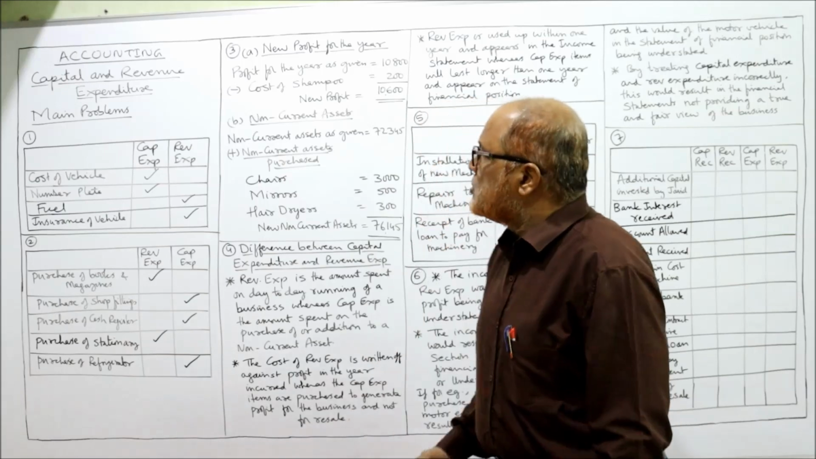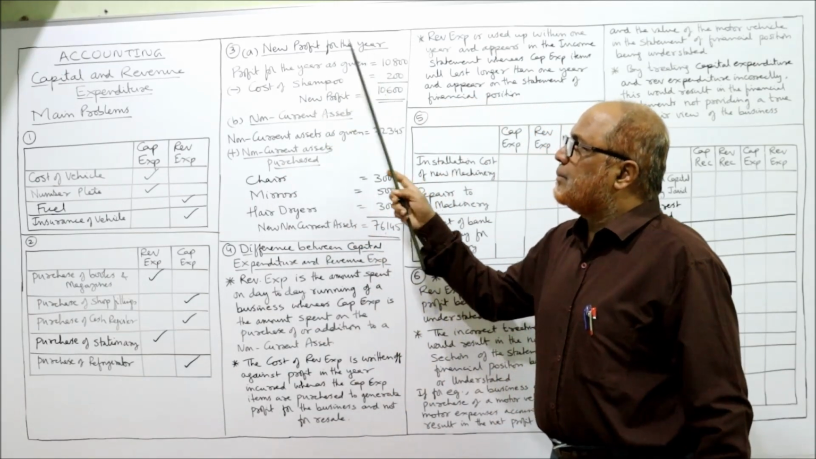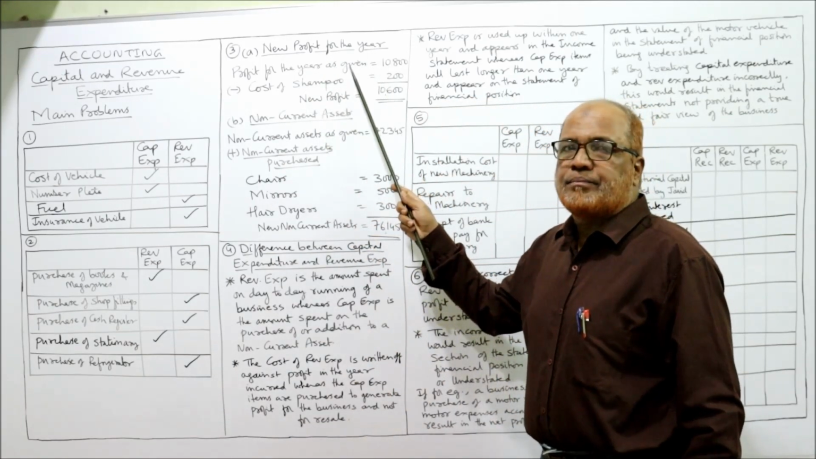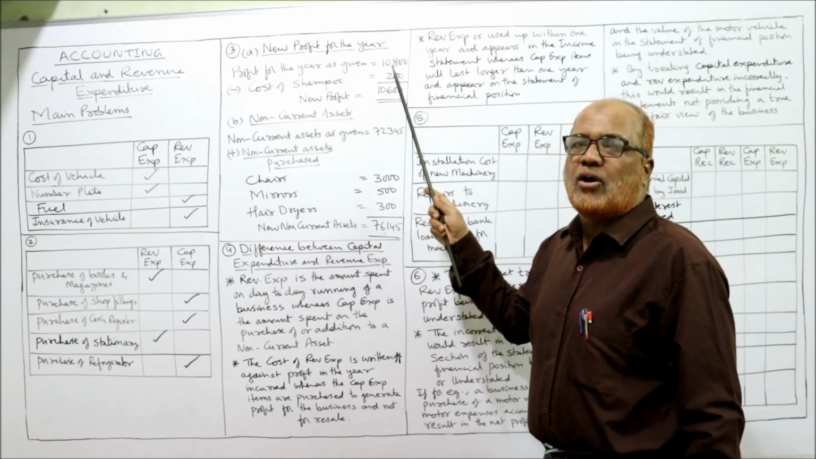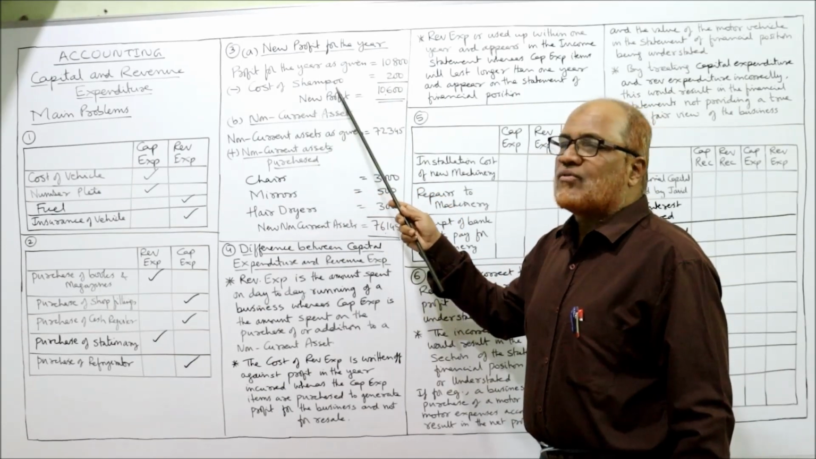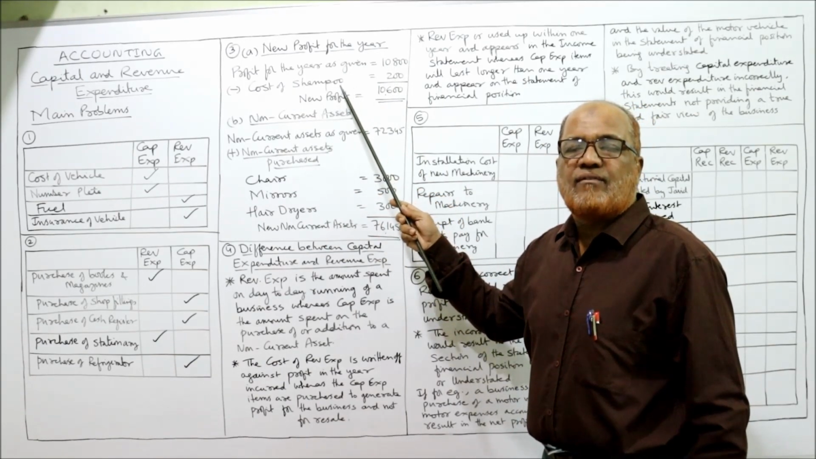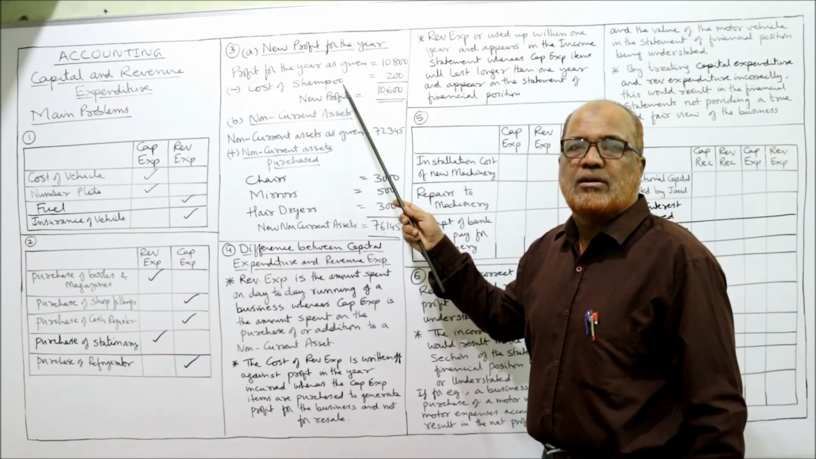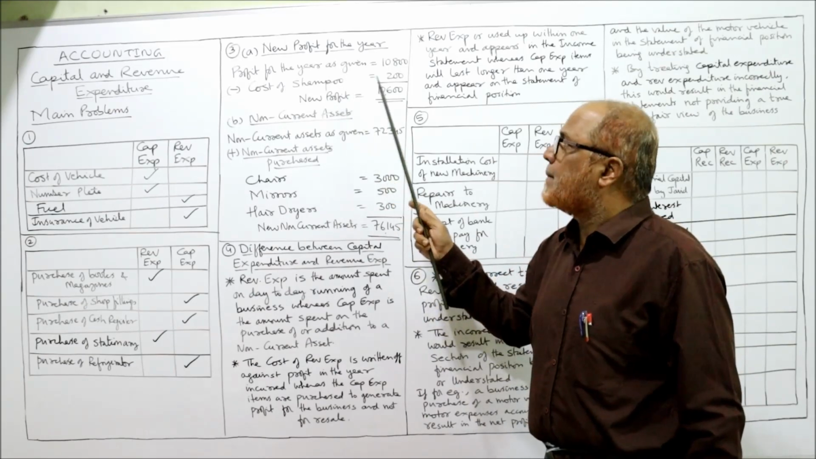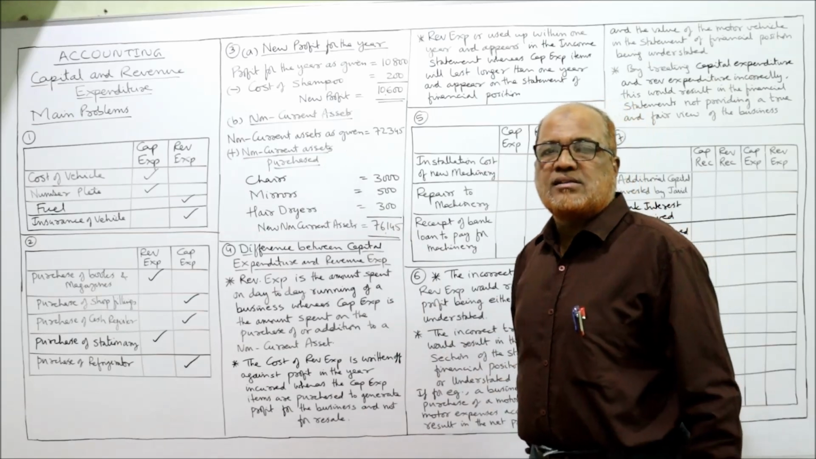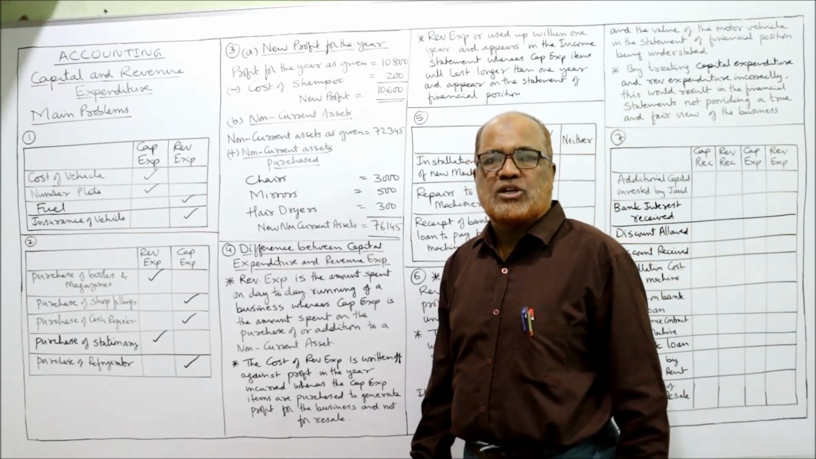So here, new profit for the year. Profit for the year as given, $10,800, minus cost of shampoo. This is a revenue expenditure, so that's why we are deducting it from profit. So 10,600 is the new profit after adjustment.